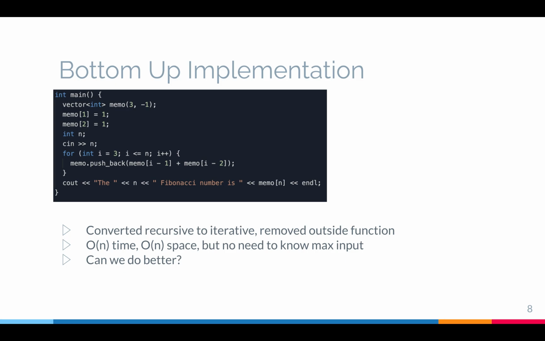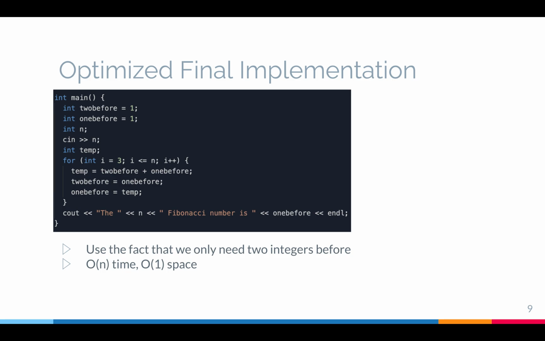But can we do better than this? And the answer is yes, we can do better. So from the last function, notice that all we needed were two integers, the integer 1 before and the integer 2 before. We didn't need the entire vector. So here we've replaced that vector with just two integers, and we do the same thing iterating through inside the for loop. Instead of pushing back a number into the vector, we find the sum and then we shift everything back one. So 2 before is now equal to 1 before, and 1 before is equal to the sum of the two. This is O(n) time, and now it's only O(1) space.